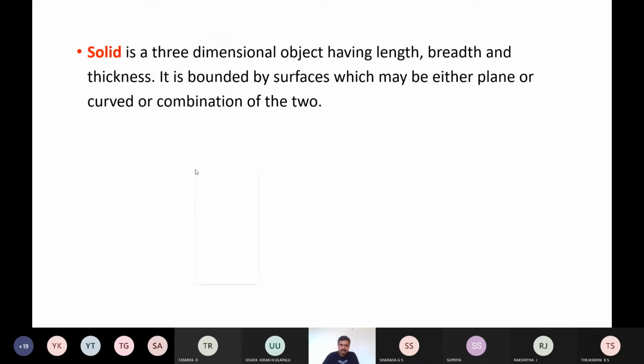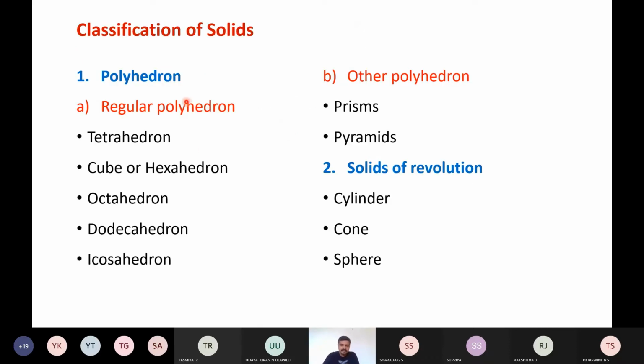So solid means a three-dimensional object having length, breadth and thickness. It is bounded by surfaces which may be either plane or curved or a combination of the two. So this is the general classification of solids: polyhedron and solids of revolution. In polyhedron, regular polyhedron and other polyhedron.